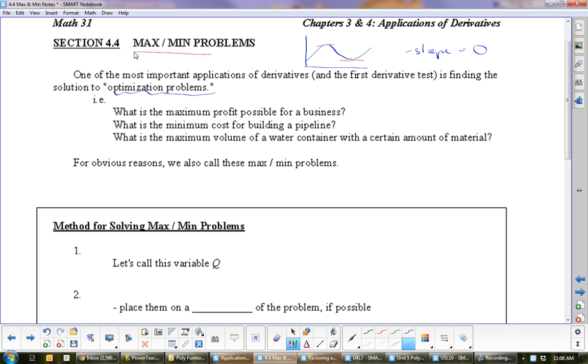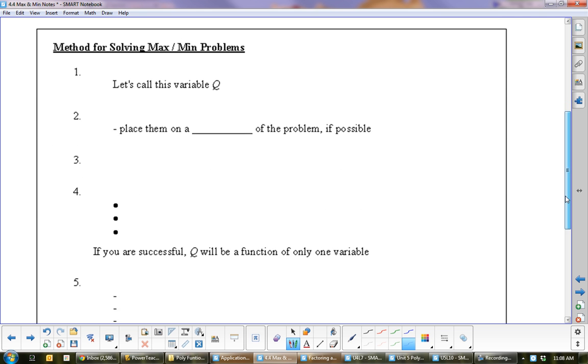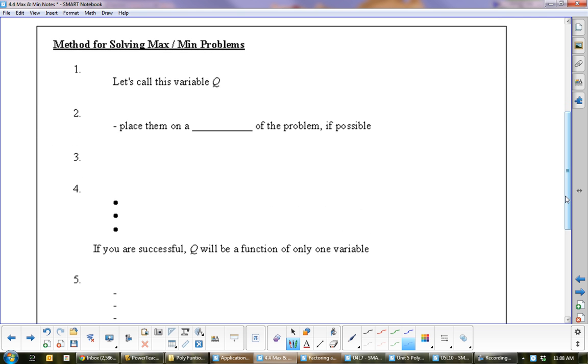Okay, so these are optimization problems. Now optimization doesn't always mean maximum. Sometimes you want to be the most efficient or you want to have the least amount of cost. Not the maximum profit, maybe you want least cost, right? So maximum profit, minimum cost for building a pipeline, maximum volume of water, minimum distance between, what's the minimum those two people will ever be apart if one was going this way, one was going this way, okay? Now, let's go through this quick.